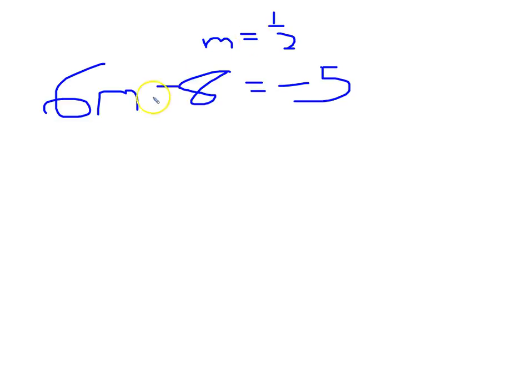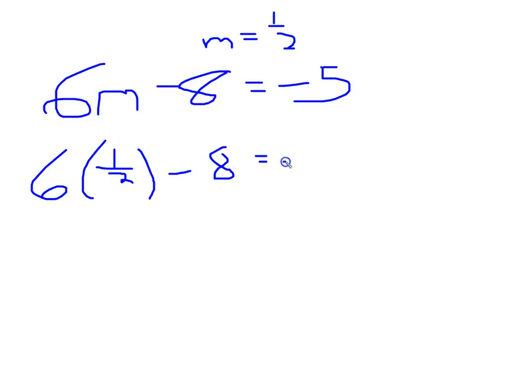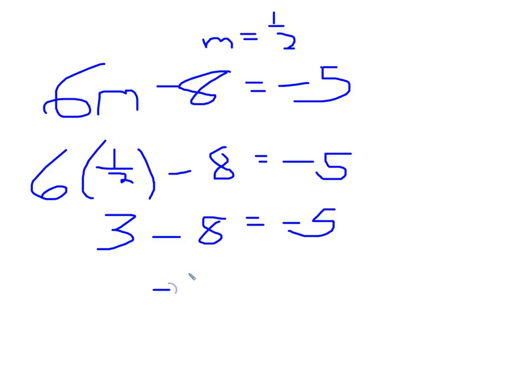So you plug it in. So we take 6 times 1/2 minus 8 equals negative 5. We get 3 minus 8 equals negative 5. And this side here is negative 5 equals negative 5. So yes, this is a solution.